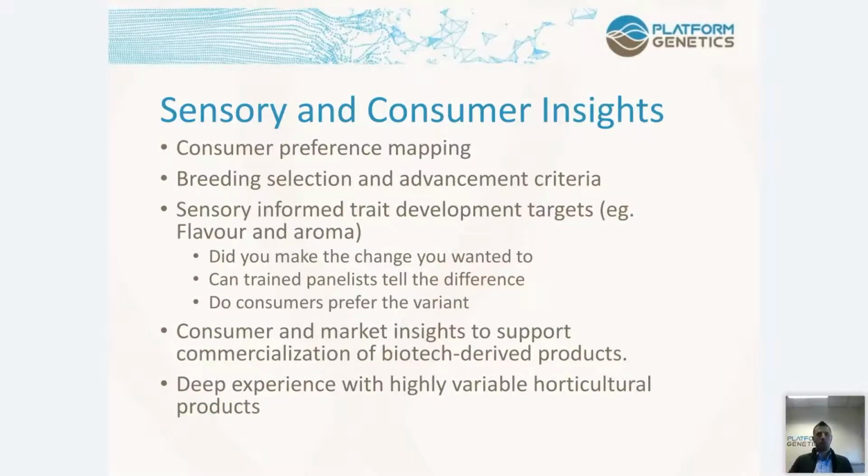And you can really iterate what we had shown you before. So use the deep variant scanning platform to make a change. Do the biochemical phenotyping to see, did you make the change you wanted to? Can trained panelists tell the difference? Does it matter? And do consumers prefer that variant? So bringing it sort of full circle.